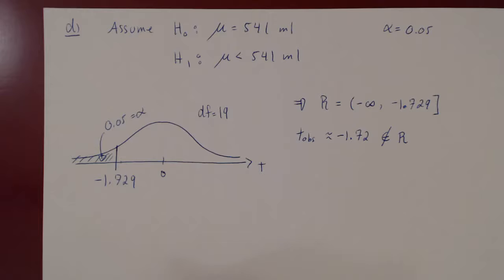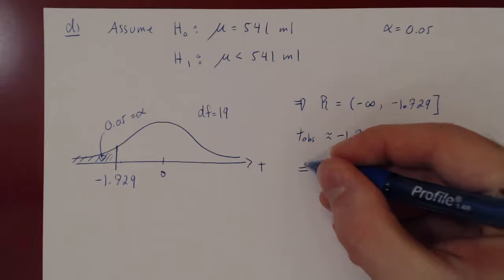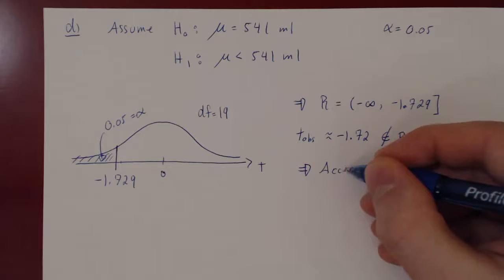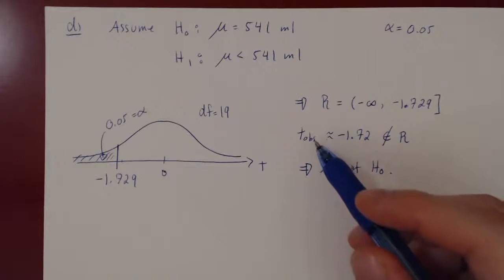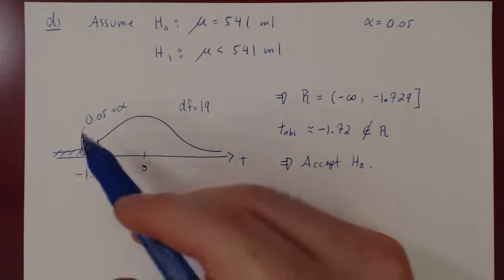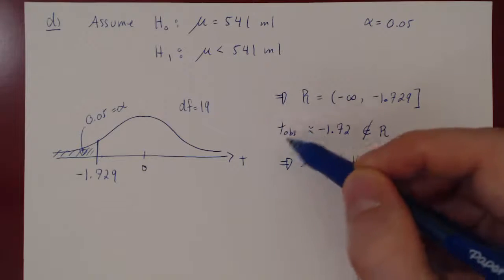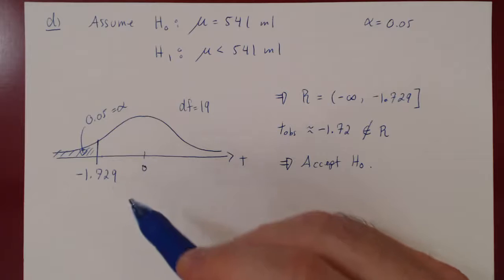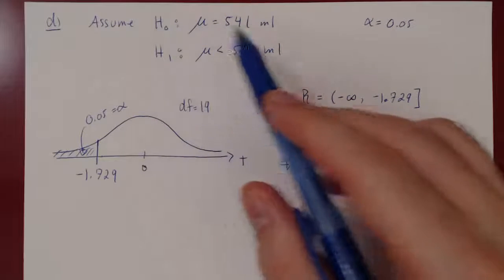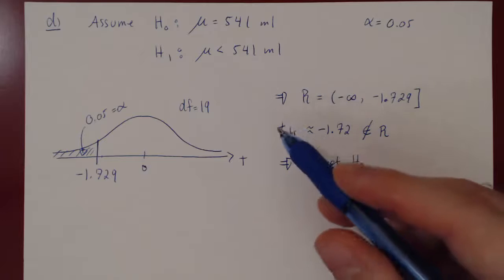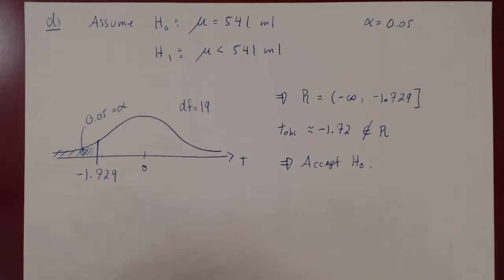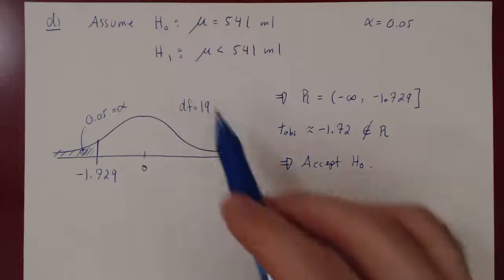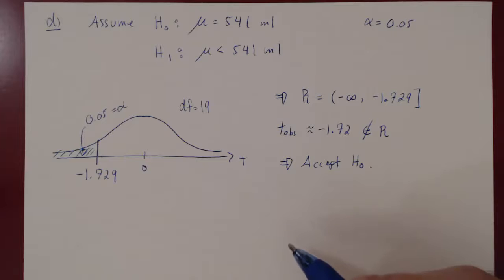So we end up accepting H naught once again. But it was a really close call. And you can see if we had observed a t-score that was inside the rejection region, the probability of such a t-score would be less than 5%. That would be too unlikely, and so we would reject H naught. But now, since our t-score is not in the rejection region, it is slightly more likely than 5%, and so we give H naught the benefit of the doubt and we accept it.